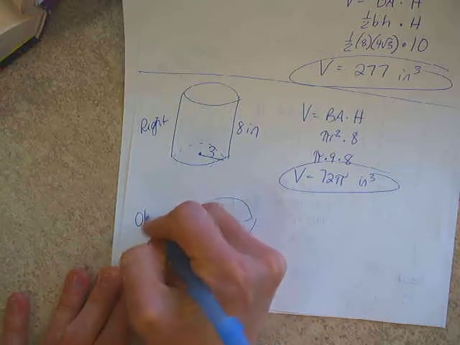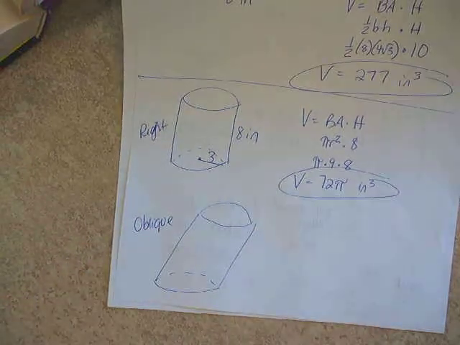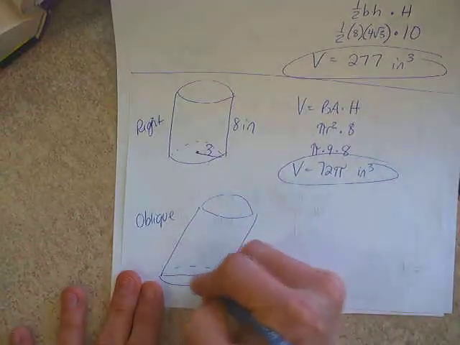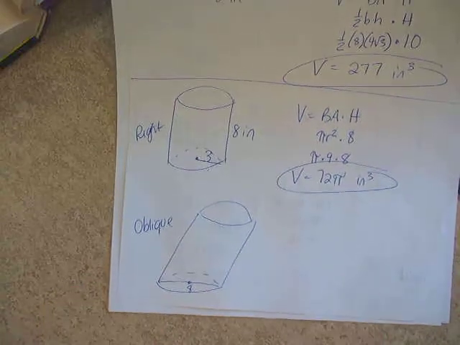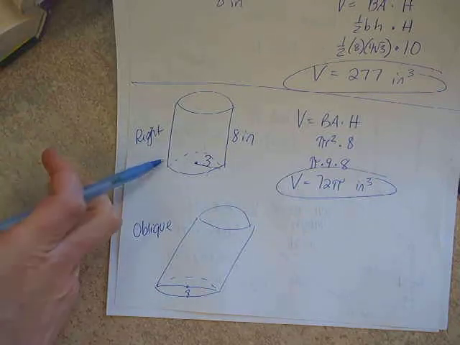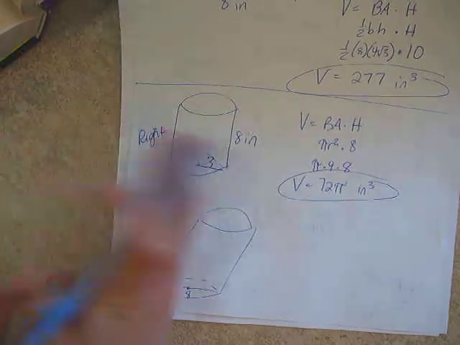The other thing I want to point out is I don't think these have come up yet, but just in case they do, this is a right cylinder. This is oblique. And I know you guys are panicking a little inside, don't. There's really not a difference. Let me show you why.